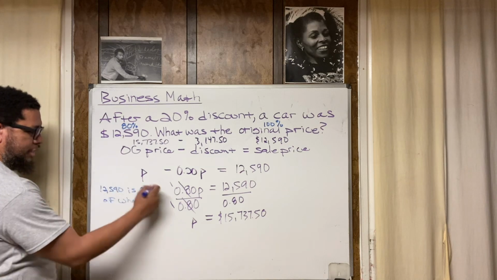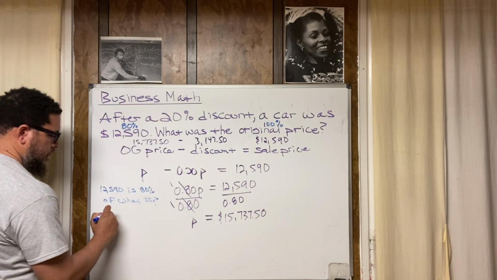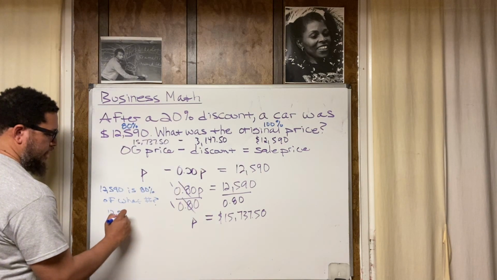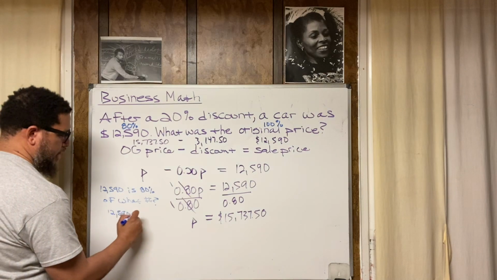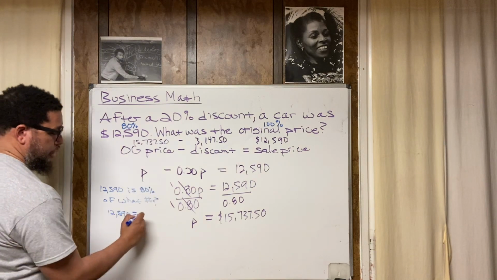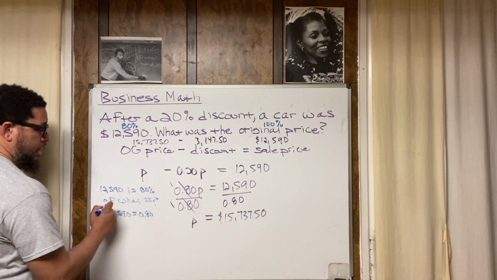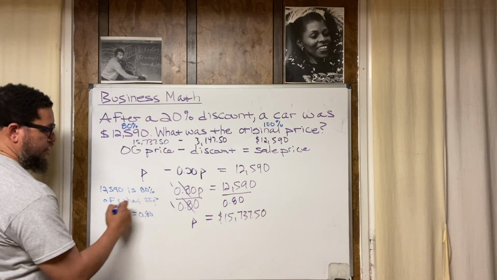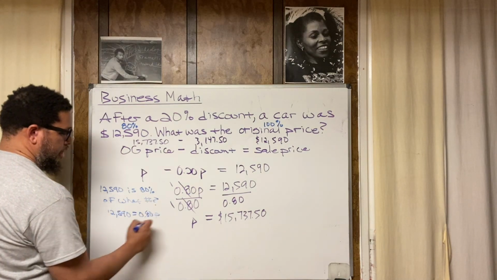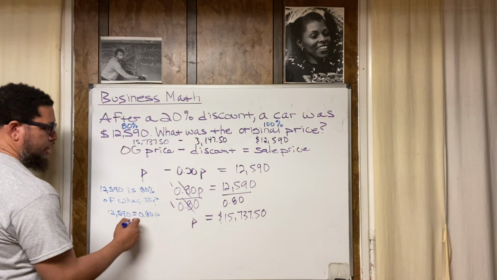So we could translate this into a quick equation, right? 12,590. The word "is" means equal sign. 80%, convert that to a decimal. That's 0.80. The word "of" means multiply. "What number" means that's a variable. Let's use P again, right? So now we've got 12,590 equals 0.80 times P.